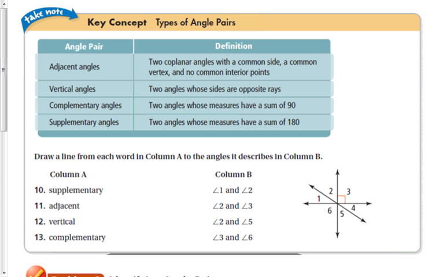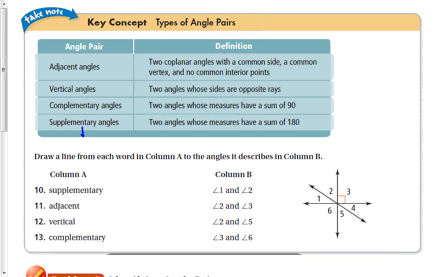All right, here's some key concepts. Look at the definitions carefully so that you can identify these. It's pretty important. So adjacent angles are two coplanar angles with a common side and a common vertex and no common interior points. Vertical angles, two angles whose sides are opposite rays. Complementary angles, two angles whose measures have a sum of 90. And supplementary angles, two angles whose measures have a sum of 180.